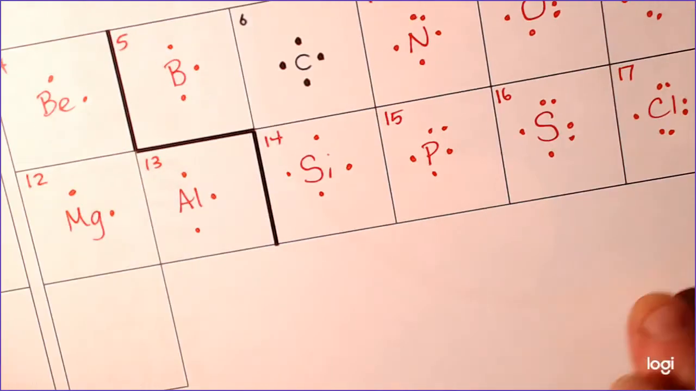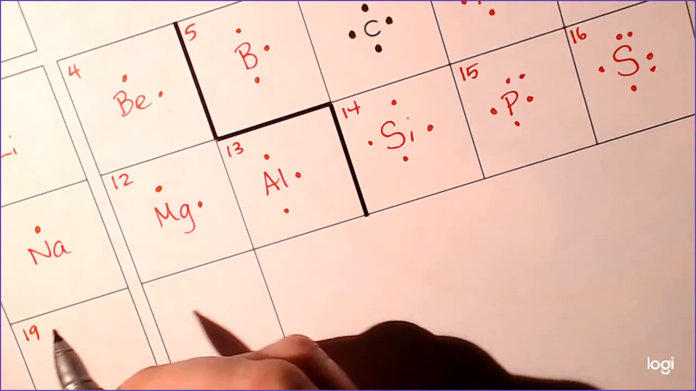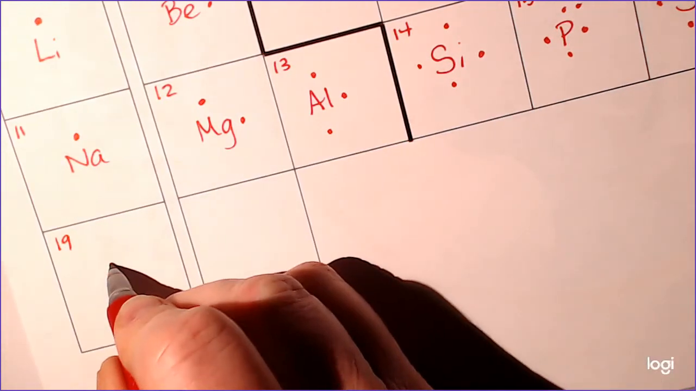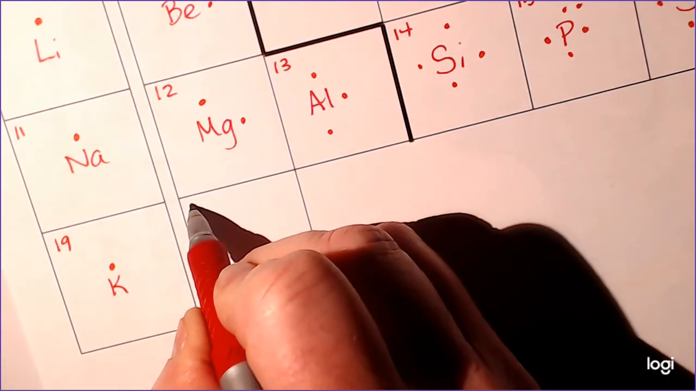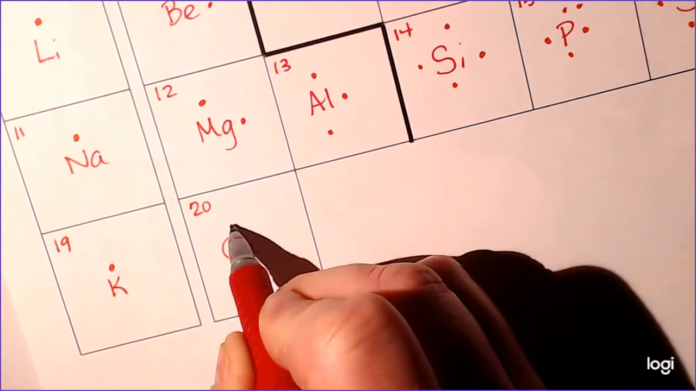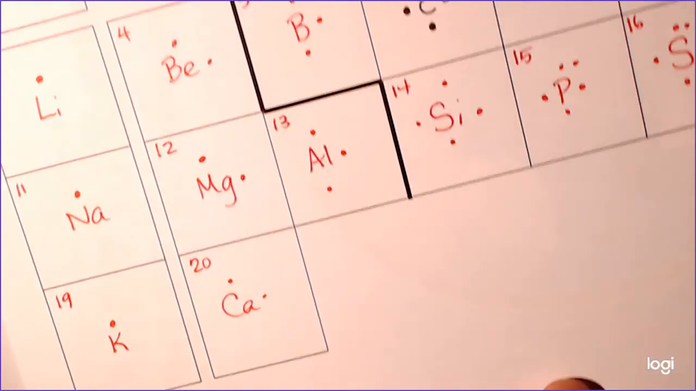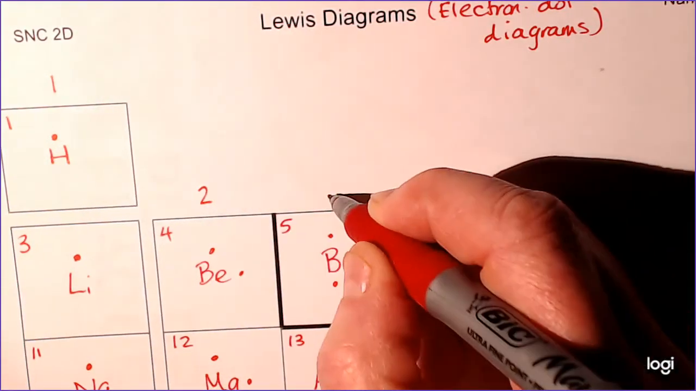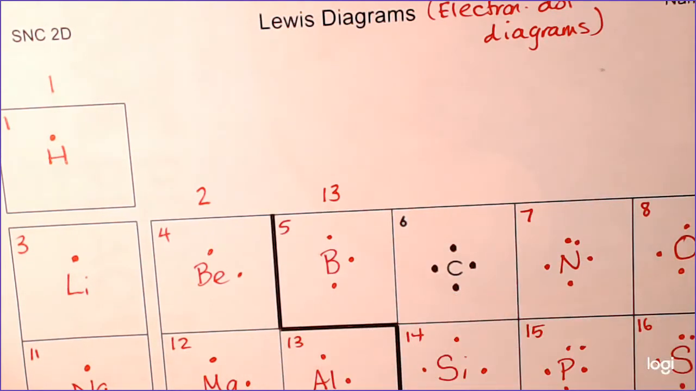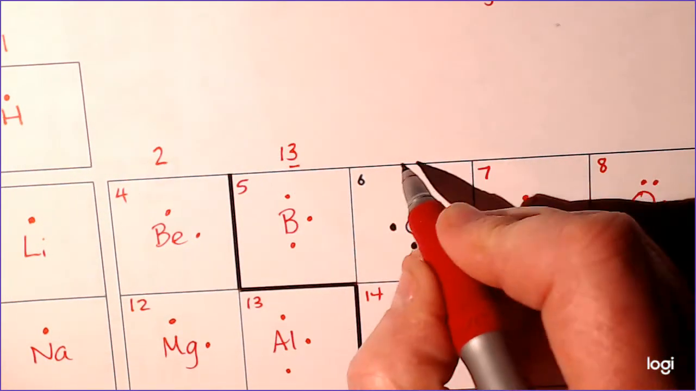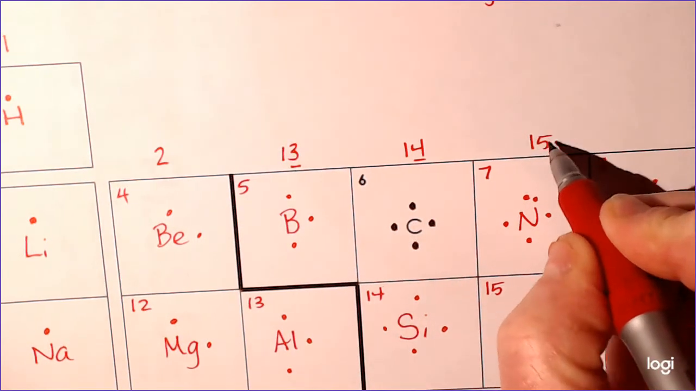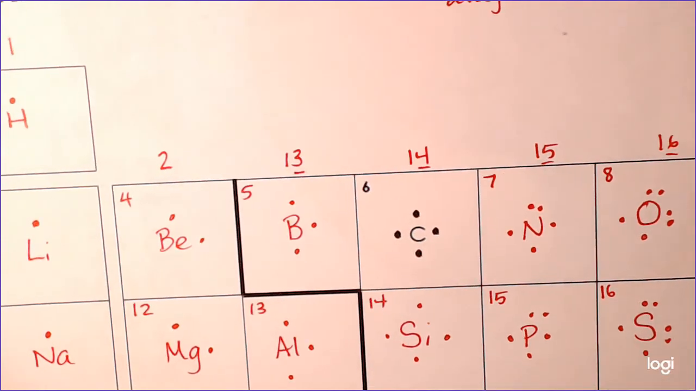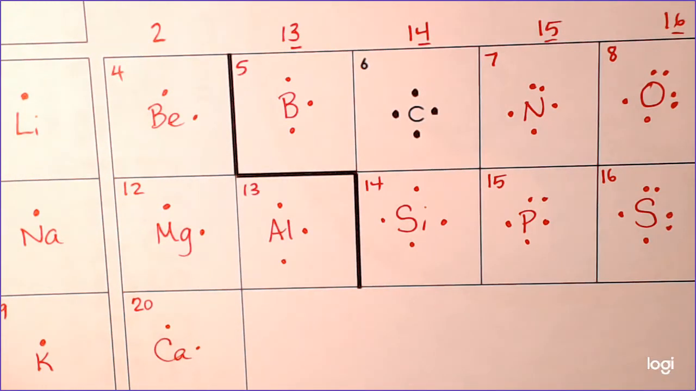All right, we've got 2 more to go here. We've got number 19, which is our potassium. All right, and it's got 1. And then we've got our calcium, and it's got 2. And again, if we go back and number our columns or our families, we have 1, 2. And remember, we're skipping over all those metals that are in the center. We've got 13, 14, 15, 16, 17, and 18. All right, so that's how we do our Lewis diagrams. Makes life a lot easier.